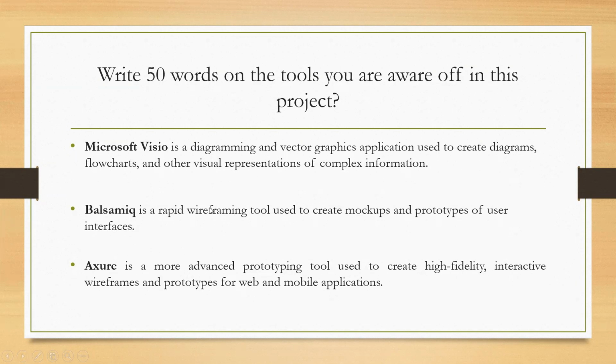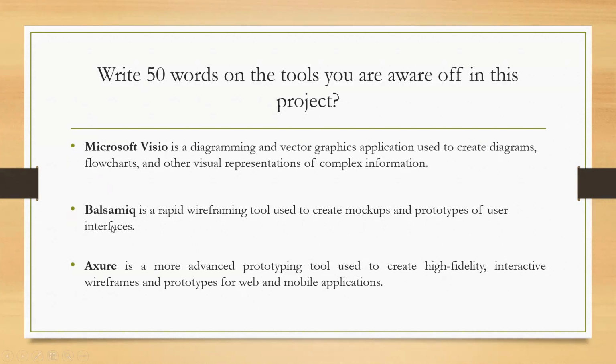So what is Microsoft Visio? Microsoft Visio is a diagramming and vector graphics application used to create diagrams, flowcharts, and other visual representations of complex information. So we mainly use MS Visio for drawing your UML diagrams. We might have gone through questions regarding the use case diagram and activity diagram in your prep-1 part, right? So those two types of UML diagrams can be drawn through Microsoft Visio.